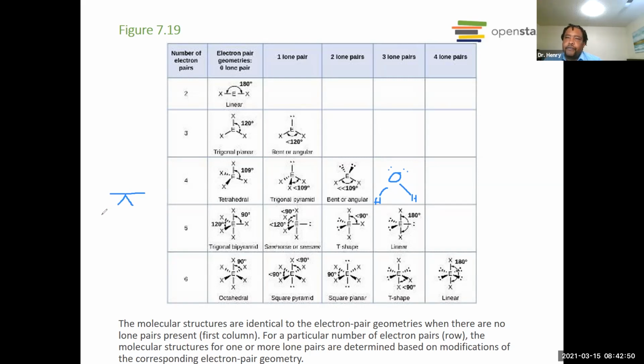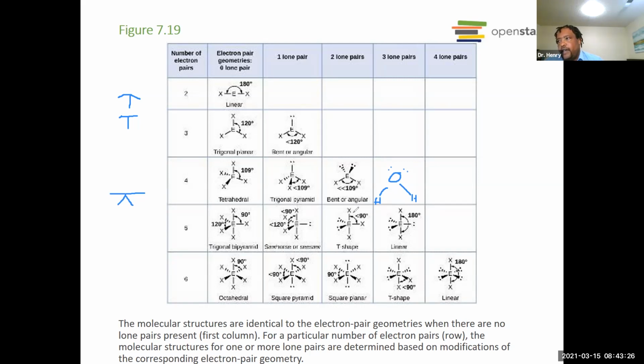And if we have 2 lone pairs, we have a T shape, right? The thing is that this one is going to be a little less than 180, so it's going to be a little altered T. So rather than a straight T, it's going to be a little altered, like that.